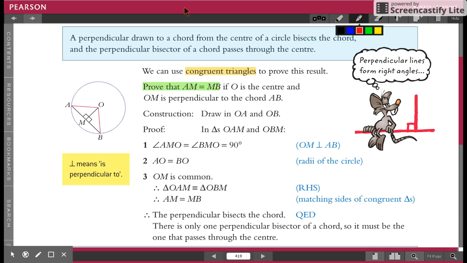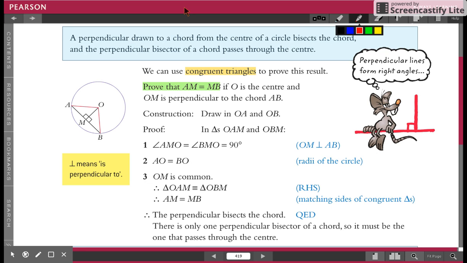So if you consider the triangles AOM and OMB, which are the two triangles within the bigger triangle AOB, we're going to look at congruent triangles. That's why I've highlighted those words to prove this result. And in order to prove that the rule in the blue box above is true, you need to prove that AM equals MB, which will mean that that line OM is a bisector, meaning it cuts it into equal parts, and if it's a perpendicular line, they will be equal.